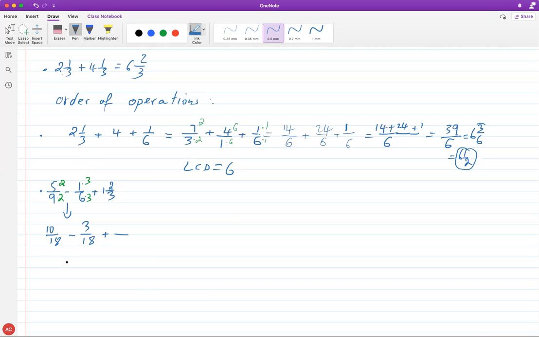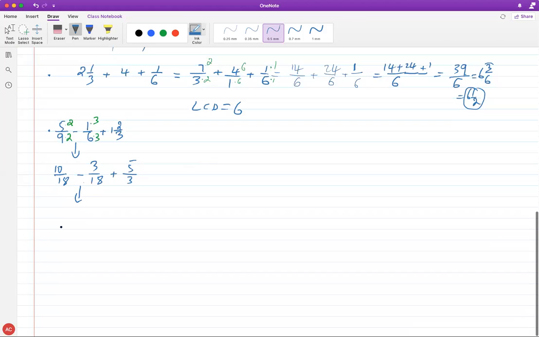And we're going to continue with the subtraction. So we have 3 here. 1 times 3 plus 2, that's 5. Let's finish this one first. So the common denominator is 18. 10 take away 3, that's 7, plus 5 over 3. Okay, so now we're down to the addition.